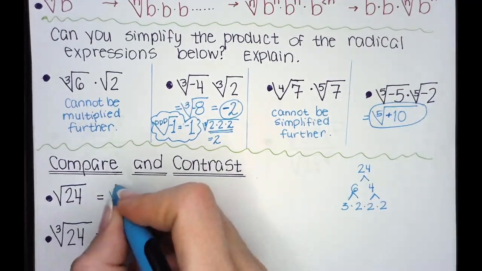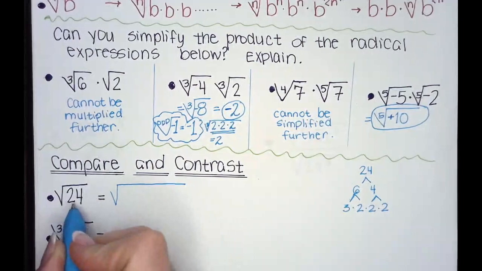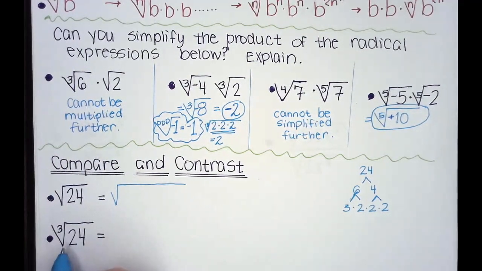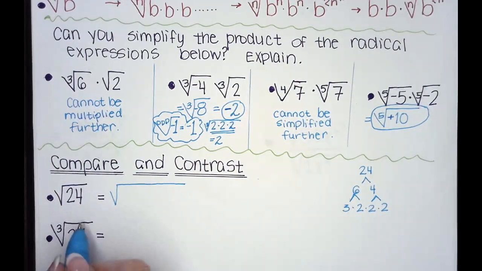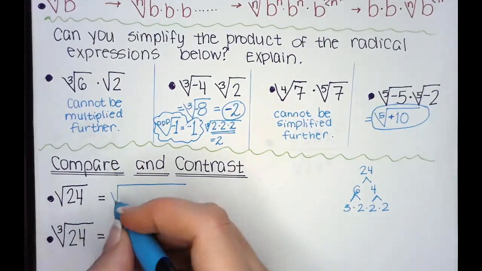So when I do these, maybe you already know the biggest perfect square in 24 is 4. The biggest perfect cube in 24 is 8. But are you going to know the biggest perfect square, the biggest perfect cube in every number? Probably not. Not off the top of your head anyway.